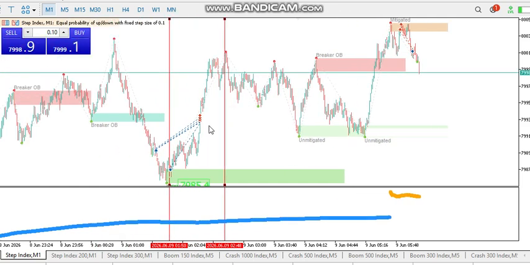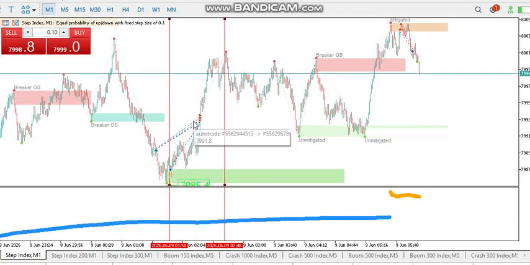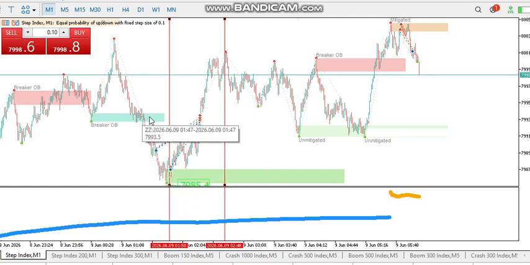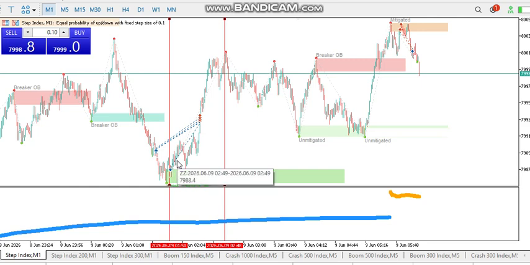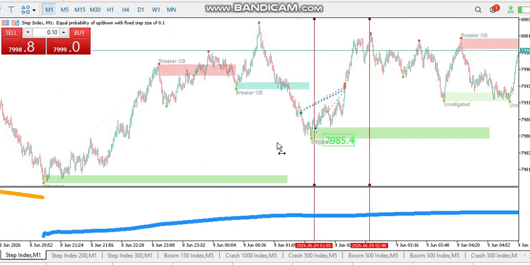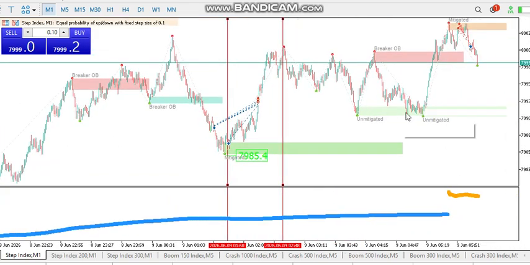And also we can see that I've already taken this trade. This gave us a confirmation entry from this particular level on the breaker OB that we found here, and I took it up to this particular breaker OB. You can see it gave us the best confirmation entry at this level. So that is how to take this particular trade.